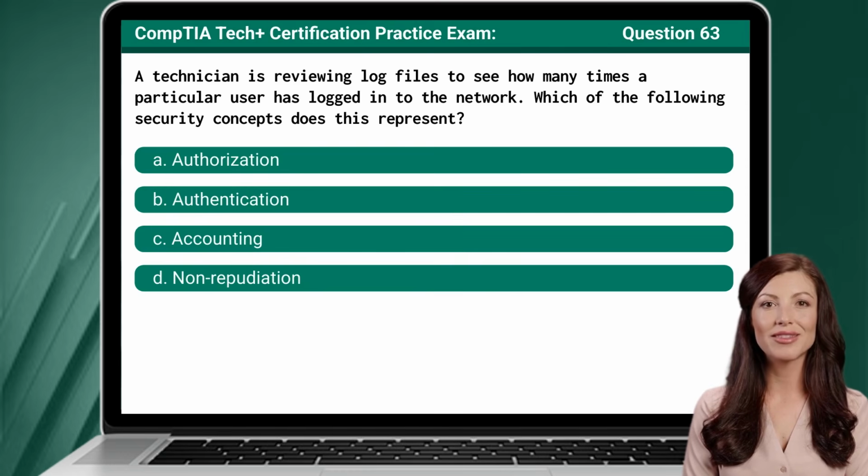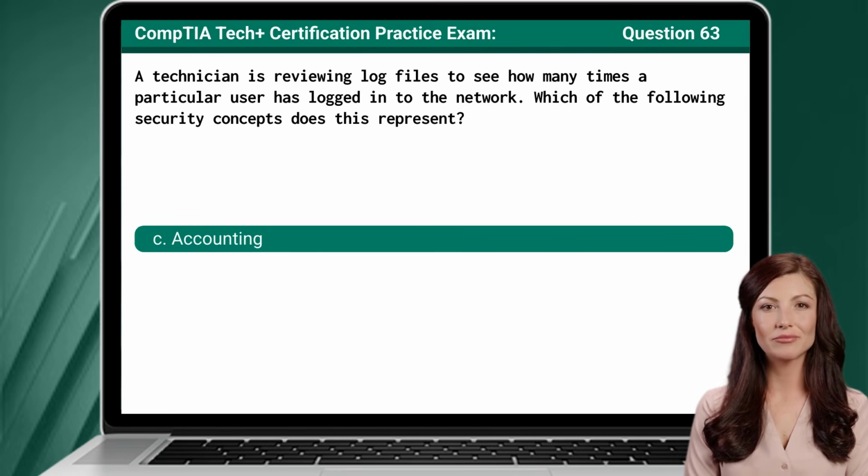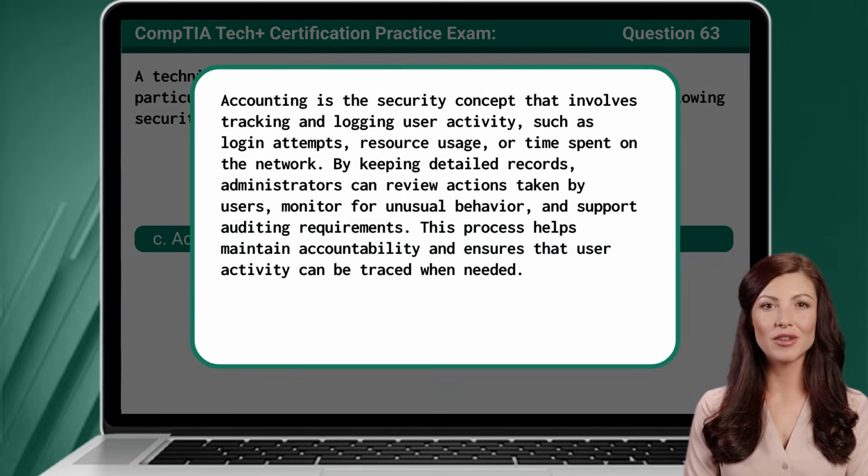The answer is C. Accounting. Accounting is the security concept that involves tracking and logging user activity, such as login attempts, resource usage, or time spent on the network. By keeping detailed records, administrators can review actions taken by users, monitor for unusual behavior, and support auditing requirements. This process helps maintain accountability and ensures that user activity can be traced when needed.